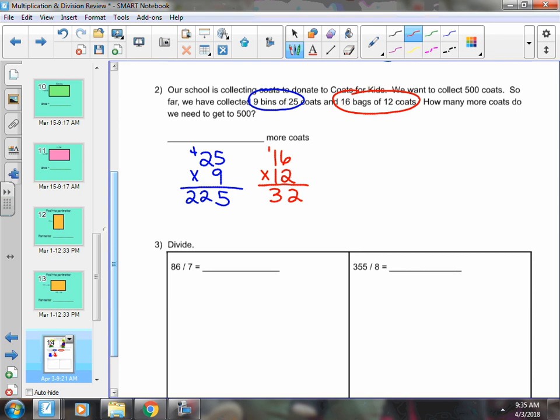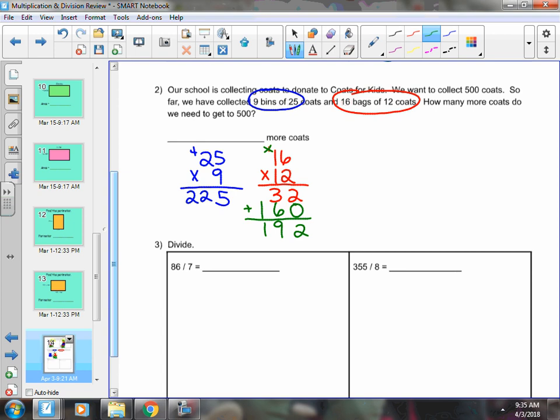But when you're multiplying with a double-digit number, we need some more work. Now we're going to multiply with that 1, which is really a 10, so stick a 0 there. 1 times 6 is 6, and 1 times 1 is 1. Add it all together. It's 192 coats.